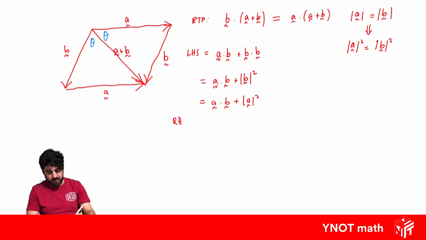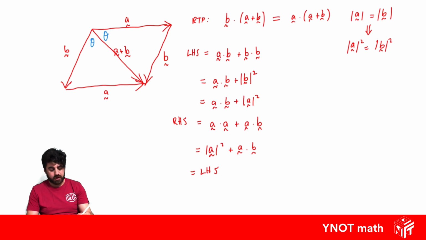So let's take our right-hand side and multiply it out. We're going to have A times A, which is just A dot A, plus A times B, which will just be A dot B. A times A, special result again, which is just going to be the magnitude of A squared plus A dot B, and that equals the left-hand side. So we've successfully shown that the dot product of this will always be true. And that means that the diagonal always bisects the angle at the vertex in a rhombus.